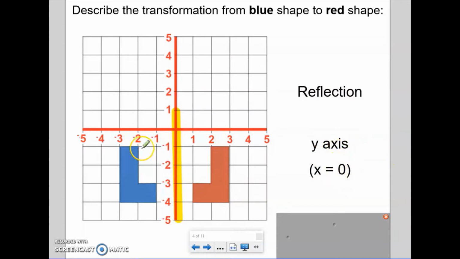I just wanted to check, if I take this point on the shape, you can see I go 2 squares to get to the mirror line. Then if I go another 2 squares, I'll get to the corresponding corner on the image, on the reflection. Let's try this point here. From here towards the mirror line, 1, 2, 3 spaces. So then if I go 3 spaces from the mirror line, you can see I land on the corresponding corner on the reflection, on the image.